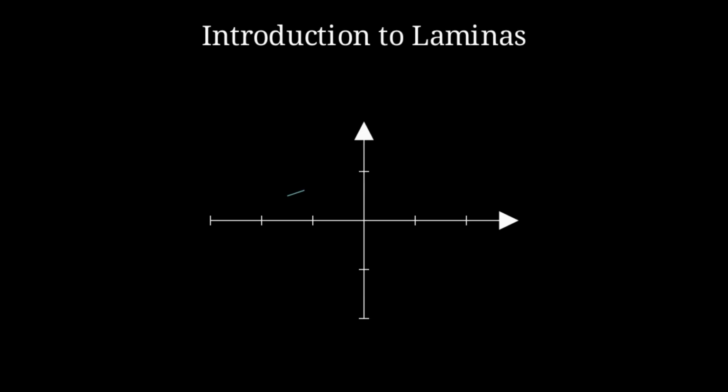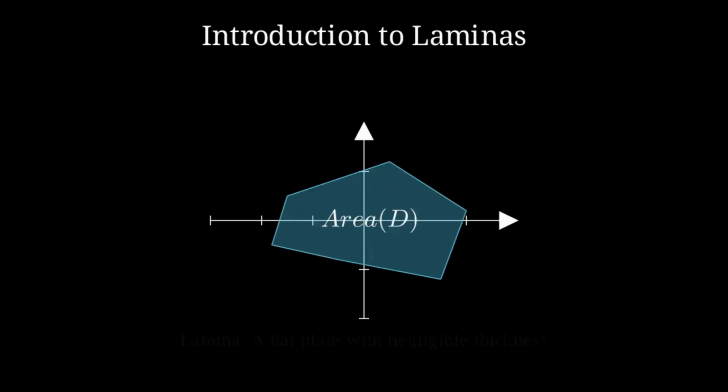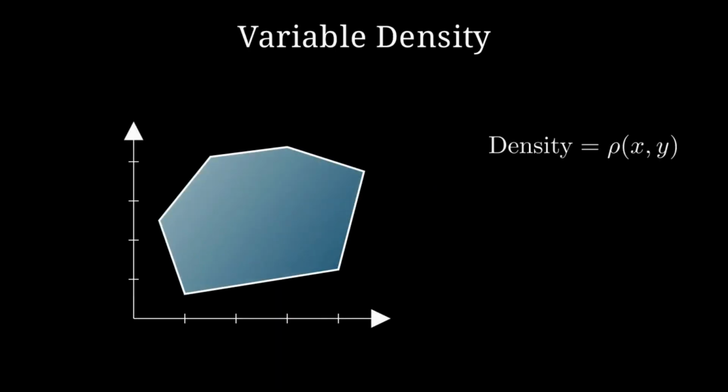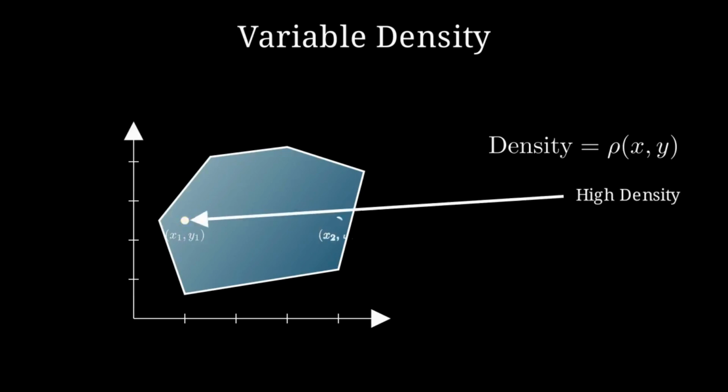In engineering and physics, we often need to find the total mass of a thin plate, called a lamina. If the material is uniform, mass is simple to find, but what happens when the density changes across the surface? In many real-world objects, the material composition isn't uniform. We represent this using a density function, ρ of x and y, which tells us the mass per unit area at any specific coordinate on the plate.